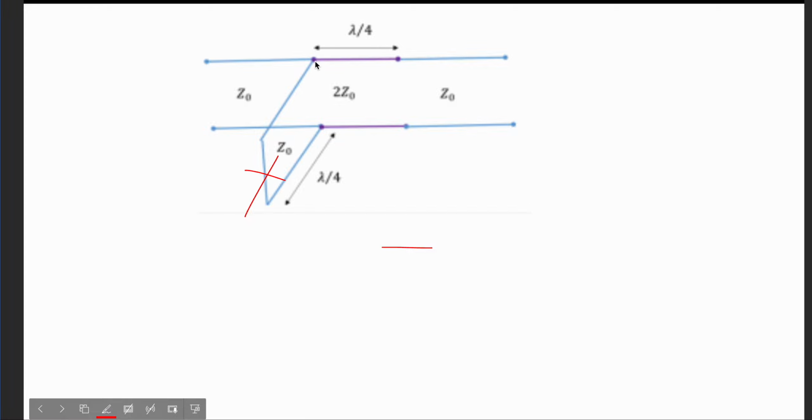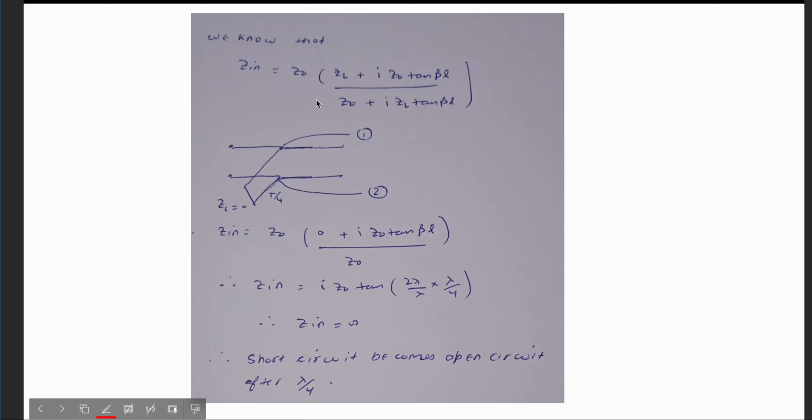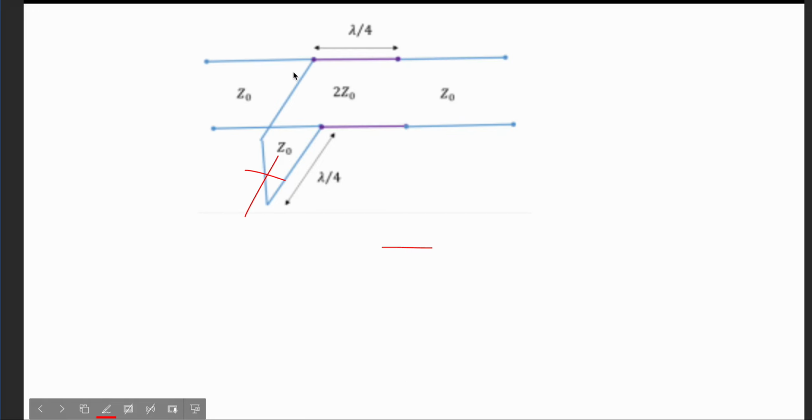Is it root of Z in Z r, sir? From that we have to calculate, no? Maybe I will go through the solution and then we can. Sir, first I think the impedance will be j Z naught tan beta L.